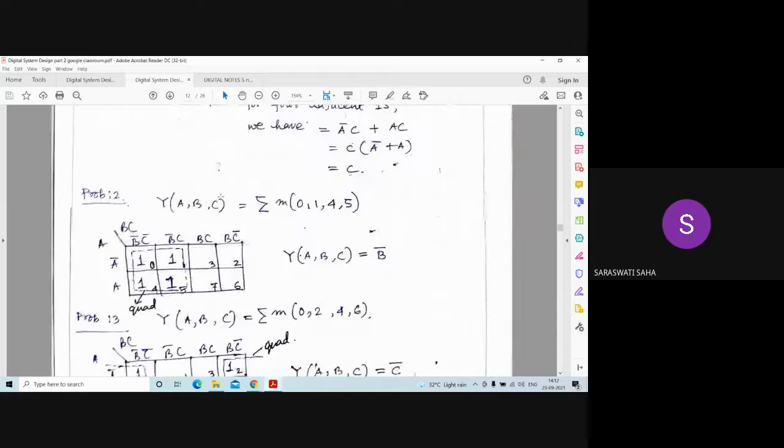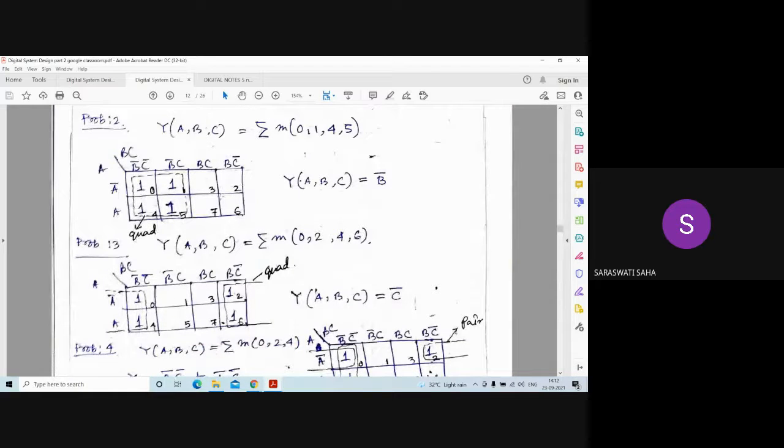Now another example is for you. First, try this in your copy and check the result. Okay, don't look at this part here. Just try this in your copy. I am giving you time, you can take 1 minute. Problem 2, honestly don't look at this part. Okay, then if you can't understand, I will explain it. Just take this part.